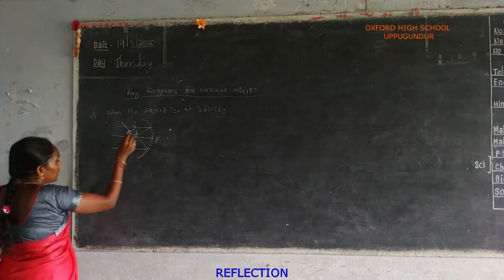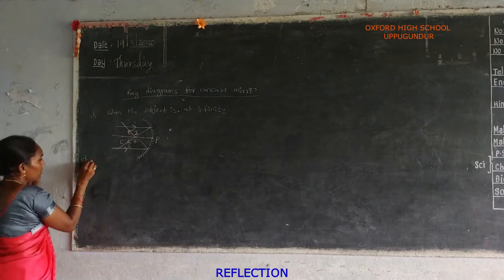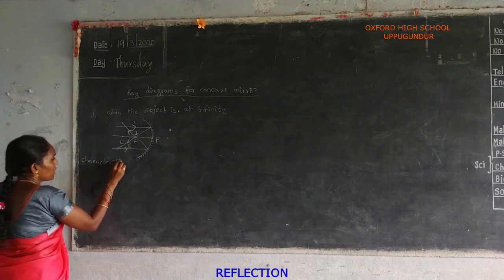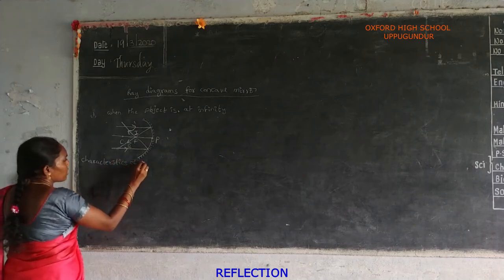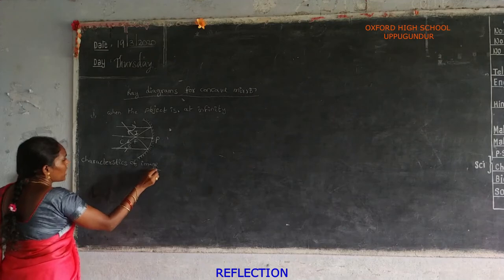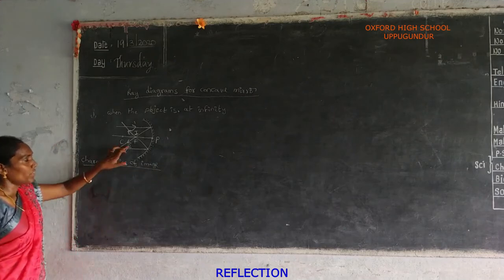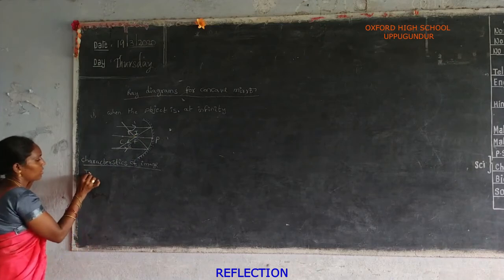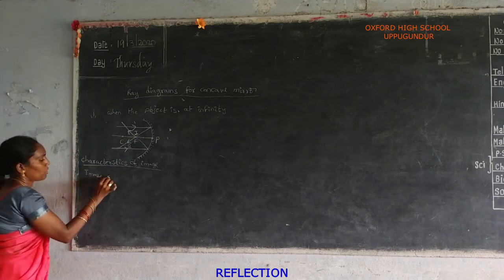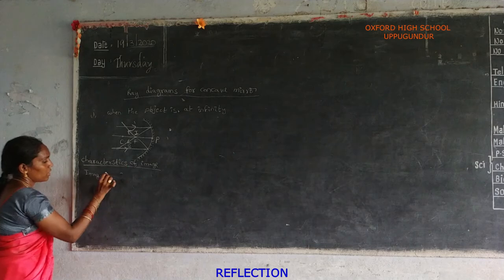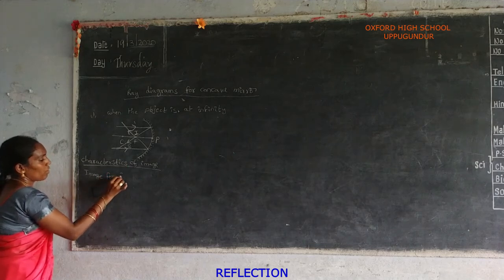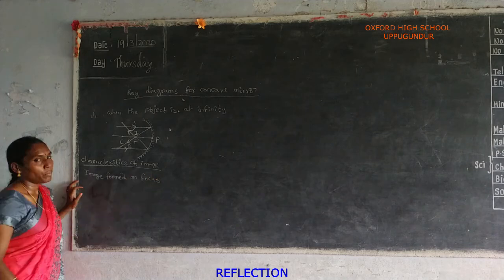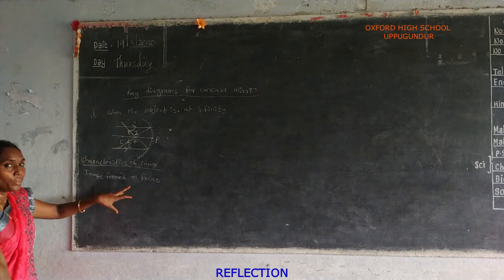Here, what are the characteristics of the image? Where is the image formed? The image is formed on the focus.